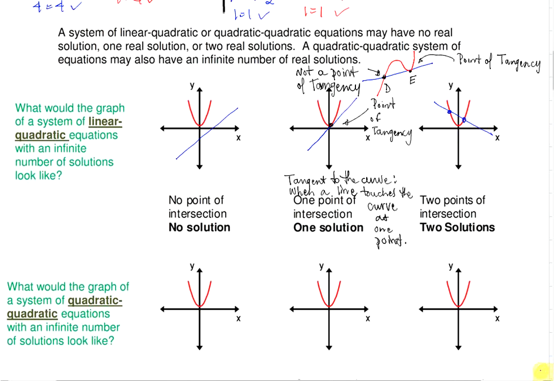Now, if you take a look at the sidebar on the left, what would the graph of a system of linear-quadratic equations with an infinite number of solutions look like? Think about this. Here is our parabola. Is there any other situation besides these three, no point of intersection, one point, and two points, that would result in an infinite number of solutions? The answer is no. There's no way I can draw that line so that it would cross or map onto our parabola in an infinite number of points. So this is not possible. Our only three possibilities are no solution, one solution, and two solutions.